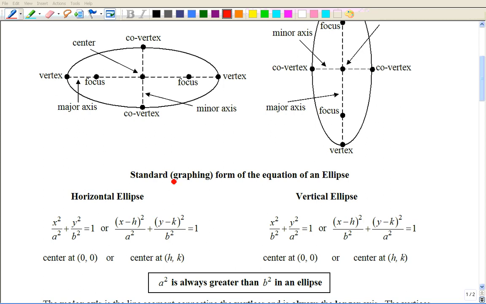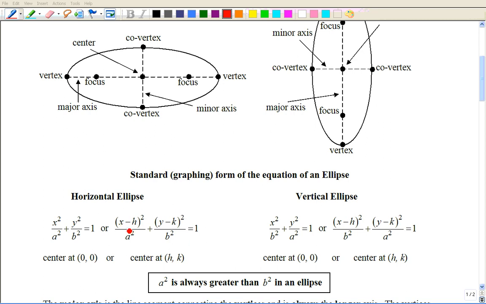Okay, so I've got the standard or graphing form of the equation of an ellipse. So for this horizontal ellipse, I've got x squared over a squared plus y squared over b squared equals 1. Well, this will be true if we have a center at 0, 0. But remember when we were looking at circles, whenever we subtracted something after the x or the y, that would make the center of the circle. It's the same thing for the ellipse. So here the center would be at h, k, so it has the opposite sign.